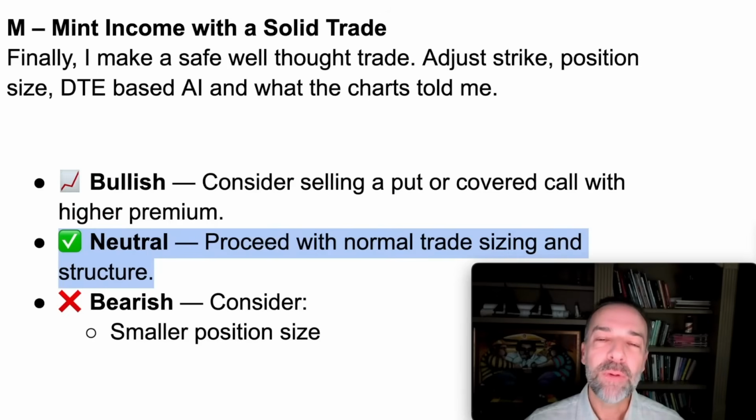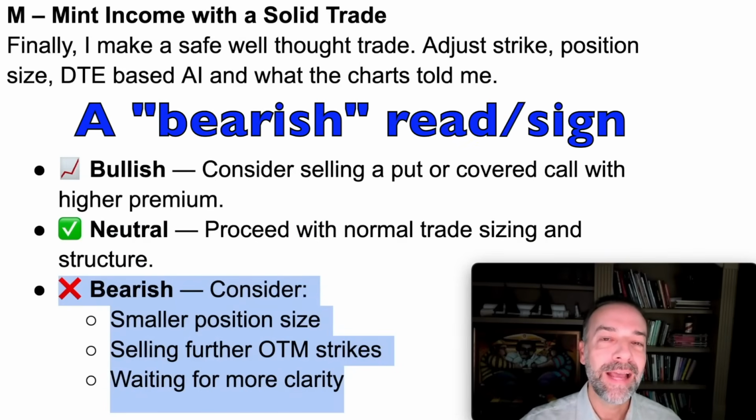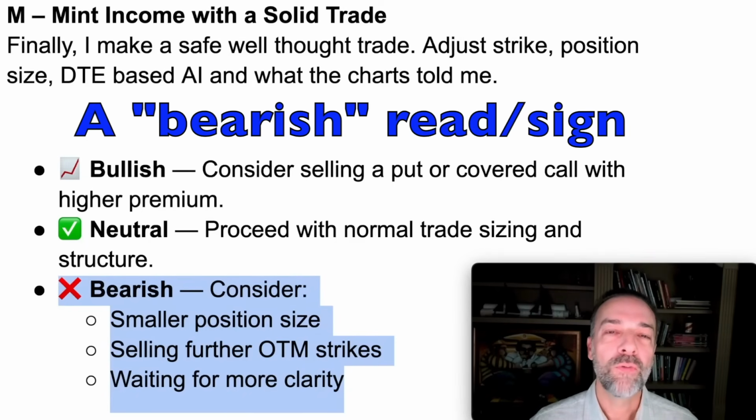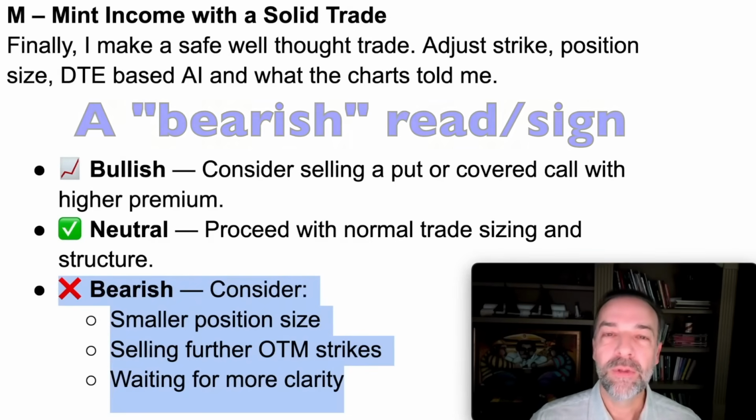If between AI and interpreting your charts, things are looking more neutral, then you might proceed a little more cautiously or proceed as normal. If on the other hand, AI and/or your charts are giving you a bearish read, then you want to be a little more careful. You want to do a smaller position size. Or if you're selling put options, you can sell them farther out of the money. Or you could just wait for things to be a little more clear, for there to be a more neutral or bullish sign.